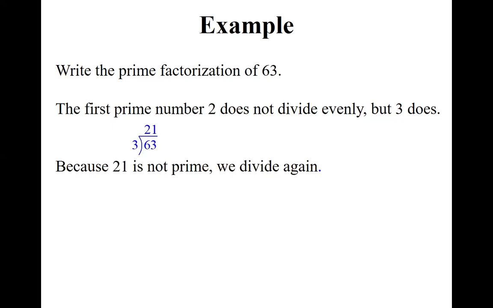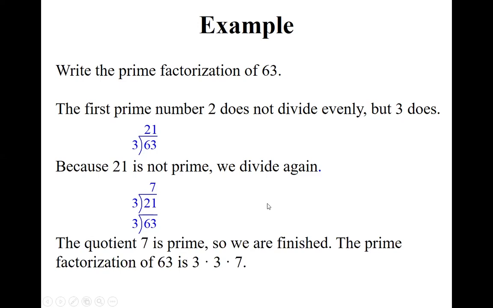21's not prime, so we do it again. Does 21 divide by 2? No. Does 21 divide by 3? Yes. 21 divided by 3 is 7. 7 is prime, so 7, 3, and 3 are our factors. 3 times 3 times 7. So we can use this division method instead of the factor tree if we need to.